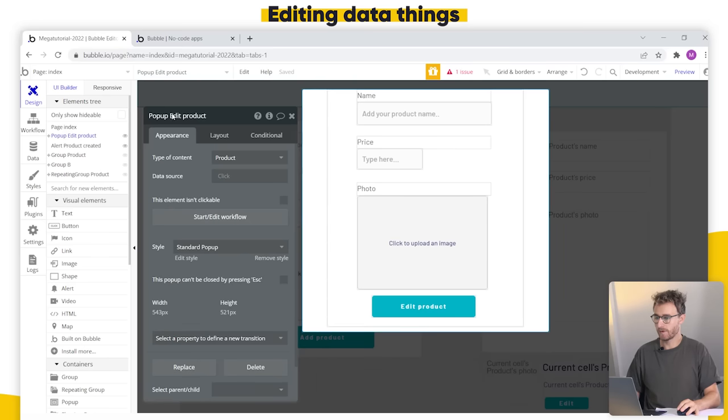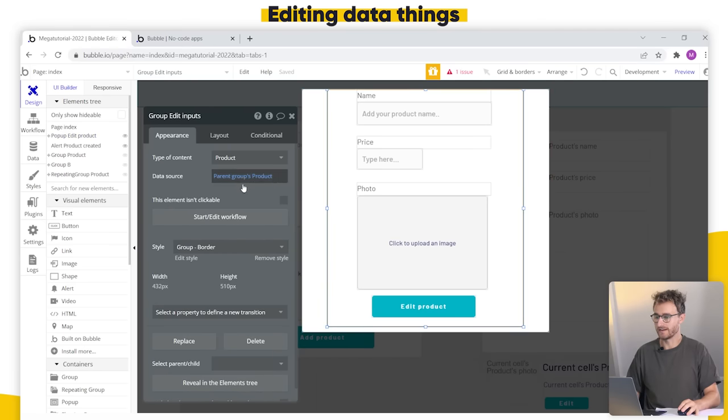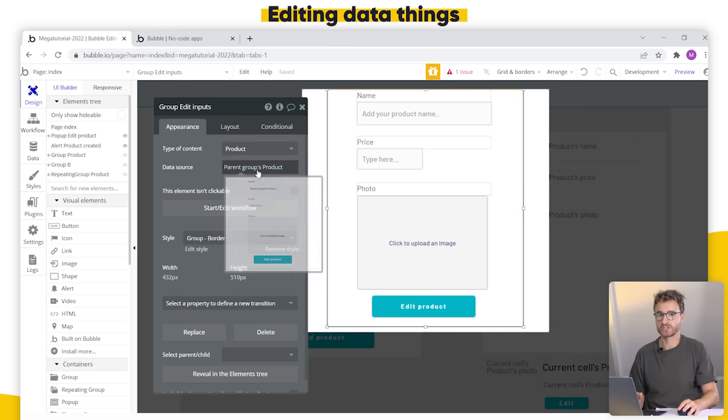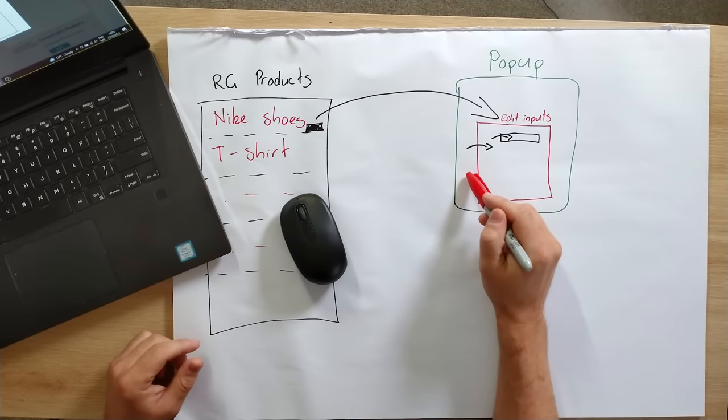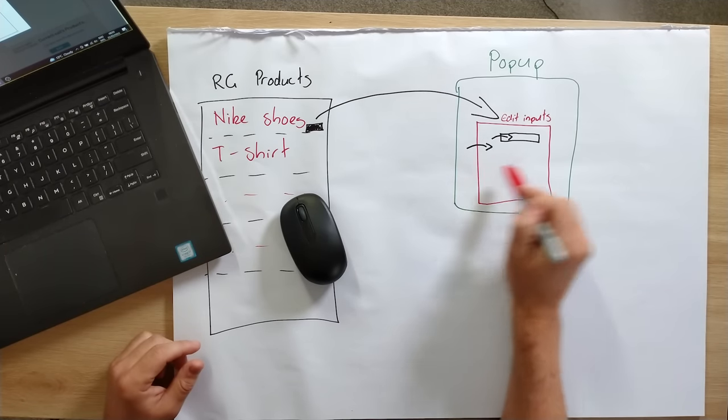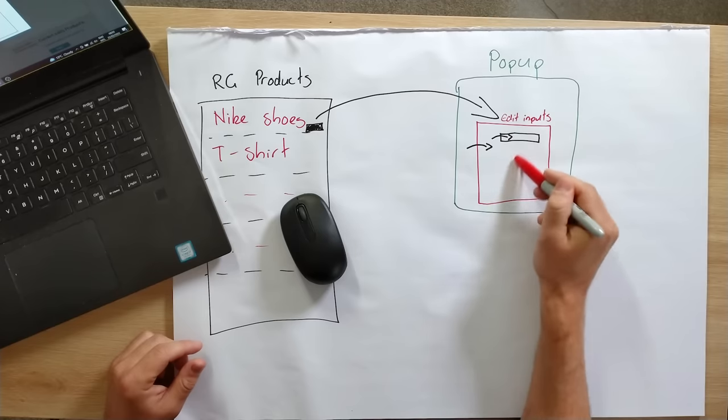So this pop-up's having its value set by a workflow, and then this edit inputs is just pulling that data from whatever the pop-up's value is, okay? So this is basically an expression that you can think of as running all the time. It's constantly looking here, okay, what's the value, what's the value? And if the value here changes, then the value inside of this group changes.